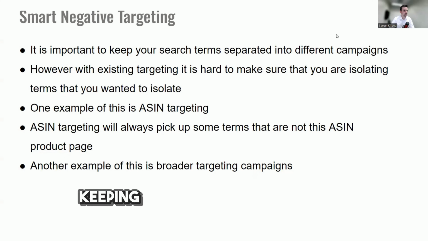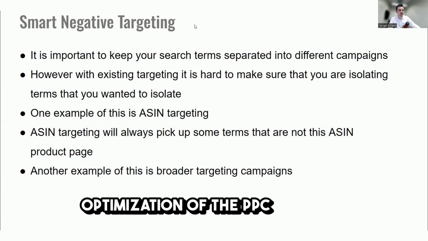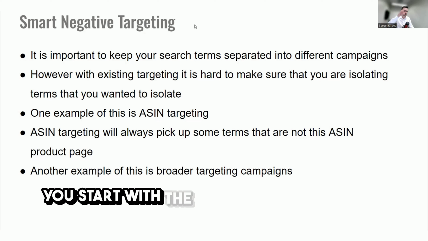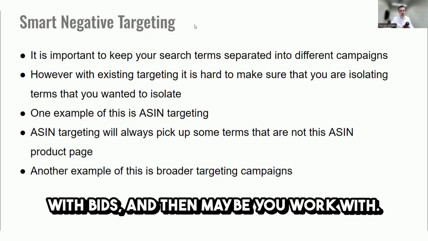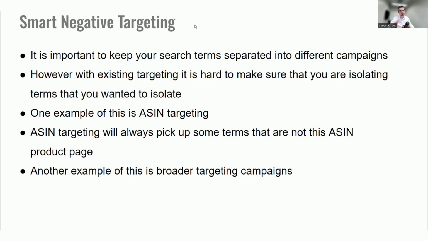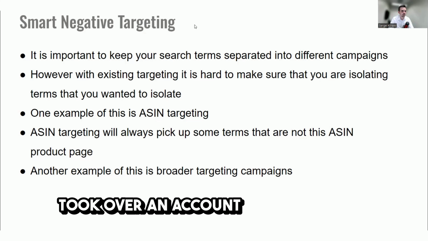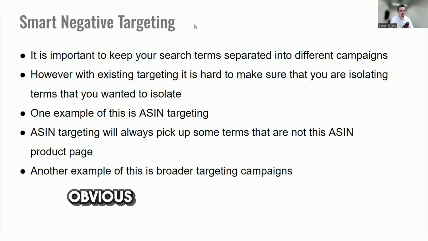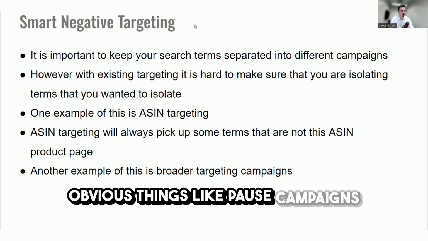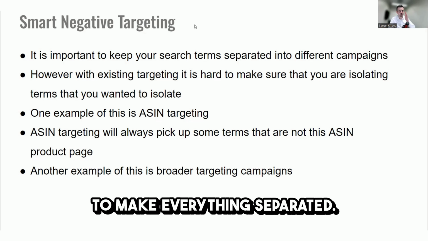This is about keeping your search terms under control. Optimization of the PPC account is like a flow. You start with the search terms, then you work with bids, and then maybe you work with targets, like pausing them. After you created new campaigns or took over an account to manage and you're thinking, what should I do first? There are some obvious things like pause campaigns without orders and tons of spend, right? Like realign the structure to make everything separated.